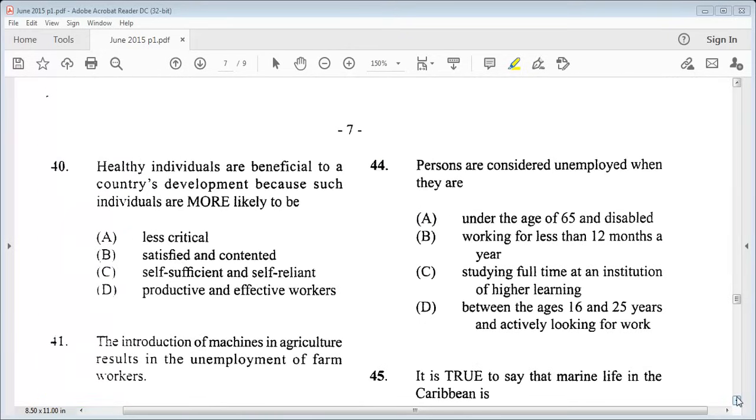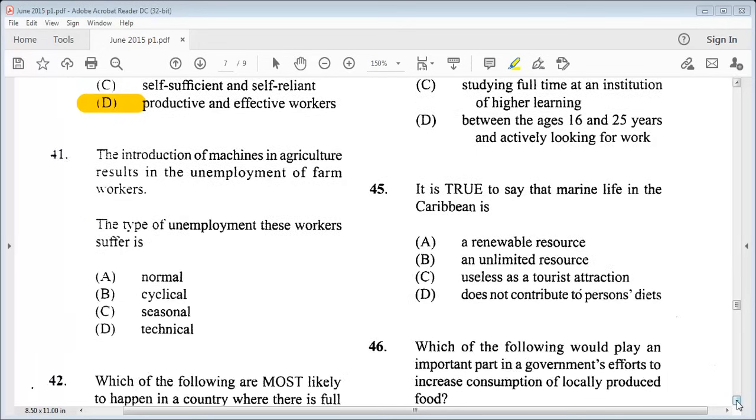It says, healthy individuals are beneficial to a country's development because such individuals are more likely to be D, productive and effective workers. 41 says, the introduction of machines in agriculture results in the unemployment of farm workers. The type of unemployment these workers suffer is D, technical.